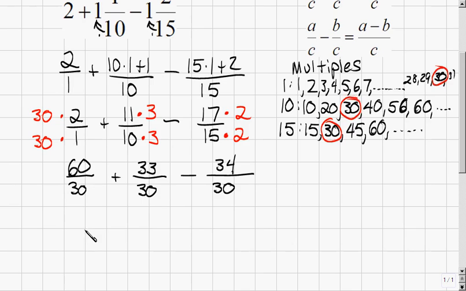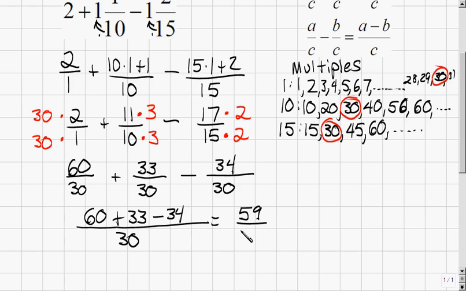That means that in our problem now, 60 thirtieths plus 33 thirtieths minus 34 thirtieths really becomes 60 plus 33 minus 34 thirtieths. Let's simplify the numerator for our final answer. 60 plus 33 going left to right would become 93. And 93 minus 34 becomes 59 over 30. If we wanted to write our answer as an improper fraction, our final answer to this problem is 59 thirtieths.